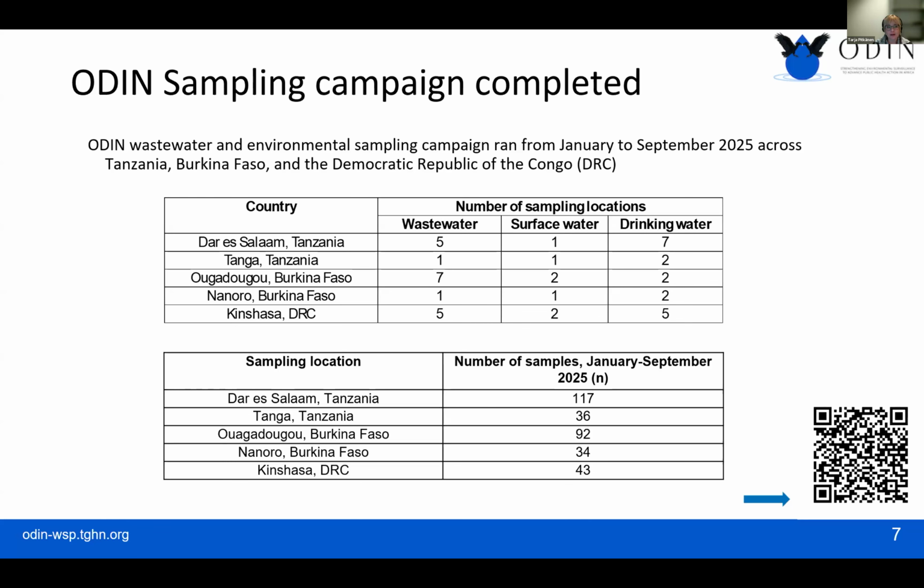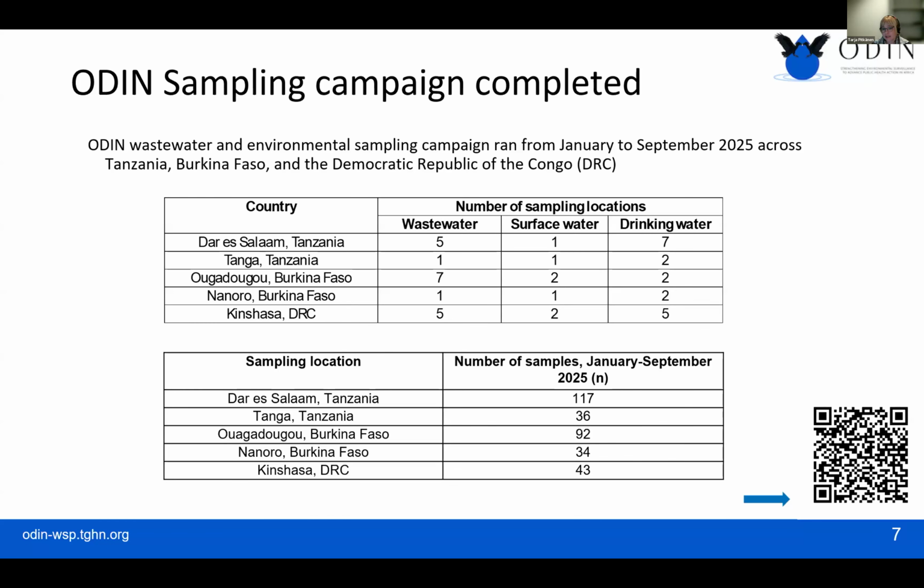And in Tanzania, we had 2 different cities covered, Dar es Salaam and Tanga. In Burkina Faso, we took samples with the local project teams from Ouagadougou and Nanoro, and at DRC, we finally ended up taking samples from Kinshasa. And you can see here the number of the sampling locations. So we have wastewater sampling locations, surface water sampling locations, and drinking water sampling locations.